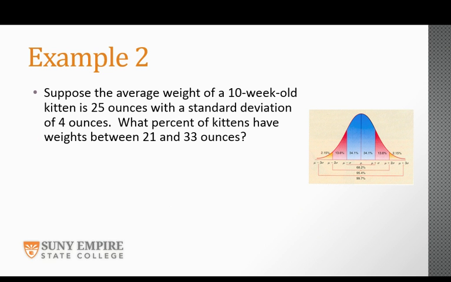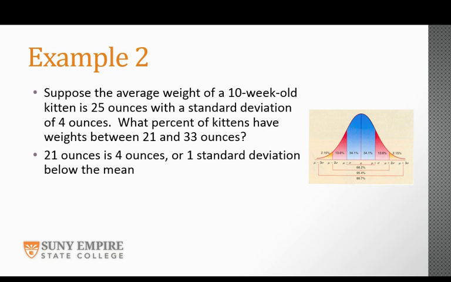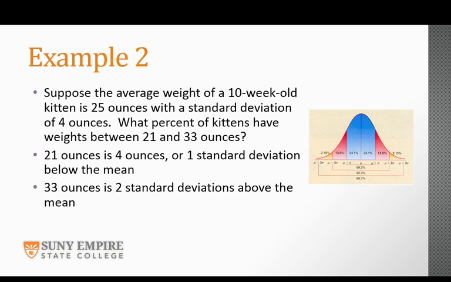Suppose the average weight of a 10-week-old kitten is 25 ounces, with a standard deviation of 4 ounces. If the weight of kittens is normally distributed, what percent of kittens in that age range are between 21 and 33 ounces? The key to this problem is that the weight is a normal distribution. If we look closely at the lower limit, we recognize that the weight is exactly 4 ounces, or 1 standard deviation below the mean. The upper limit is 8 ounces, or exactly 2 standard deviations above the mean.